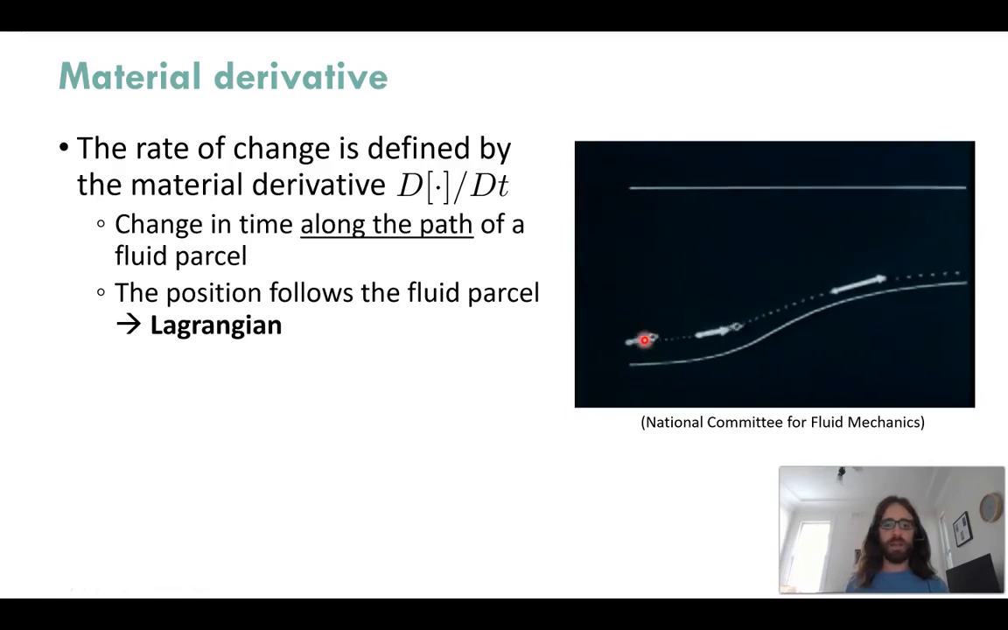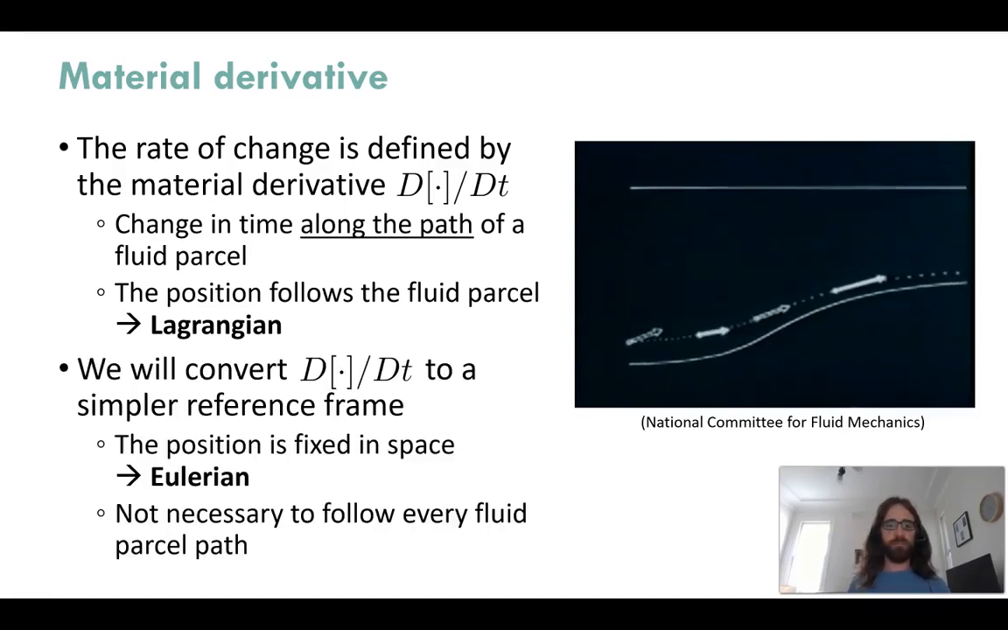So if you look at how this arrow is behaving, it's telling you the velocity of the flow as you're moving along the path of the flow itself. If you're in this reference frame, from the perspective of an individual fluid parcel moving through the volume, this is what's known as a Lagrangian reference frame.